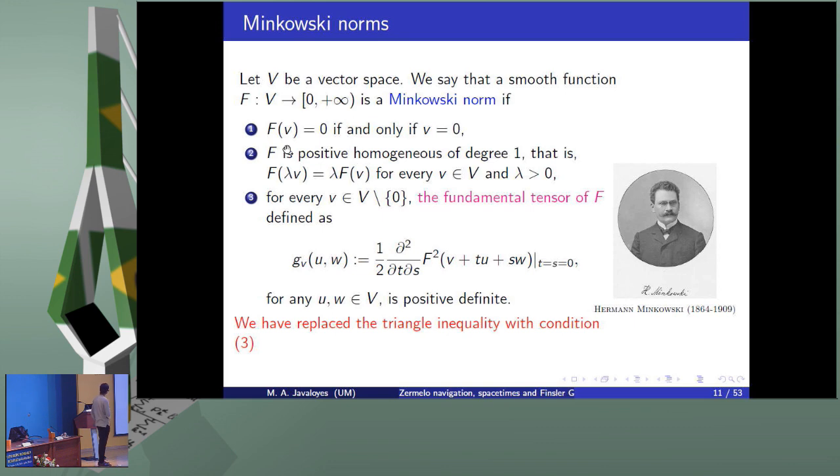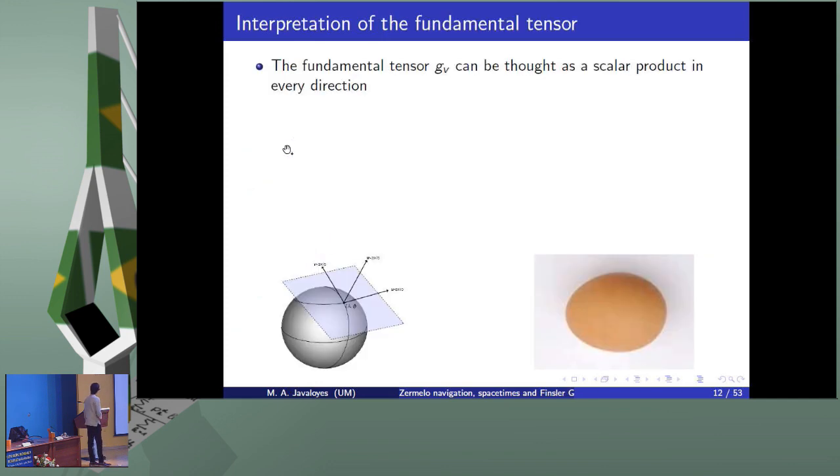Why this? This is going to be important in order to define curvature, geodesics, and so on. As I said, the fundamental tensor g_v can be thought of as a scalar product in every direction. The difference between classical Riemannian geometry and Finsler geometry is that in Finsler geometry everything depends on direction. In particular, you don't have only one scalar product in every tangent plane, but you have a family of scalar products which depend on the direction. v is the direction.